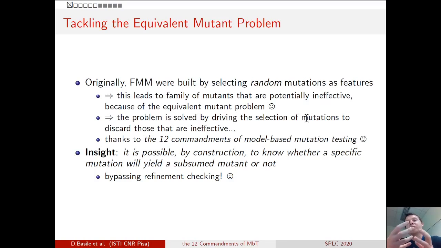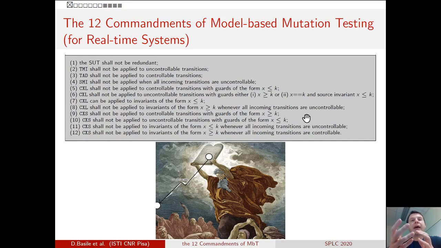So the main idea is that once we have a formal specification and a formal relation that tells us whether a mutant is good or not, we may have formal results that tell us by construction whether by applying a specific mutation we will obtain a mutant that is good or not. And this can be performed statically, so bypassing the refinement checking that requires the execution of the system. I skip all the technical details, you can find them in the paper, and I go directly to the list of mutations that are in our 12 commandments.